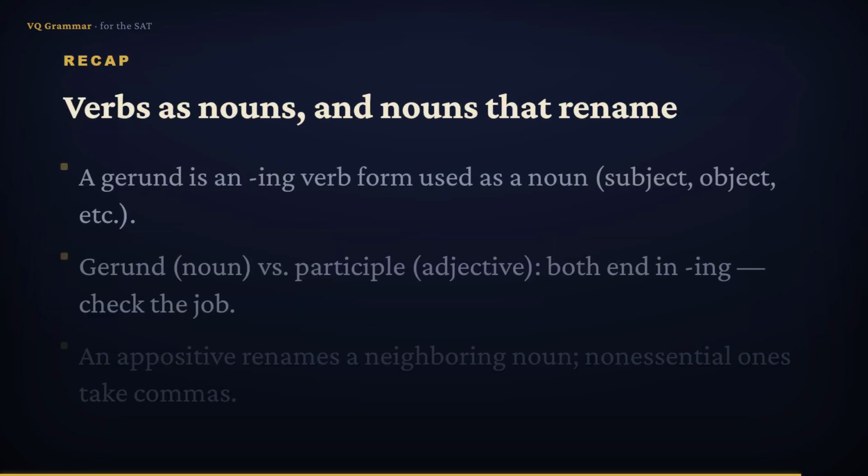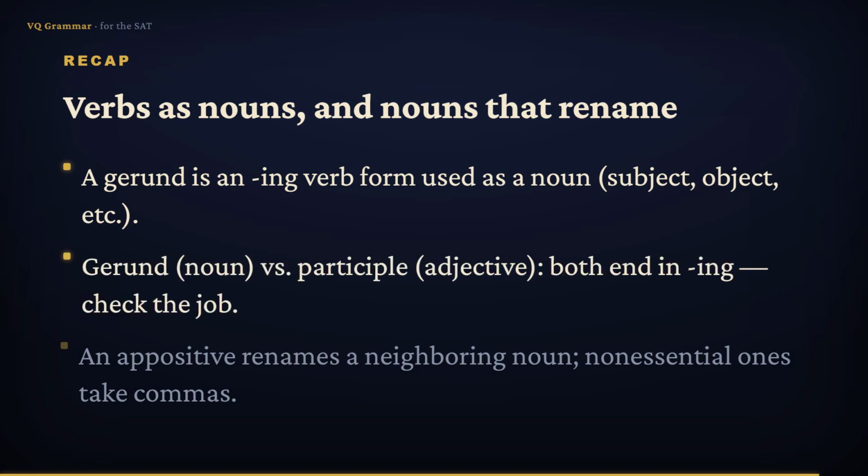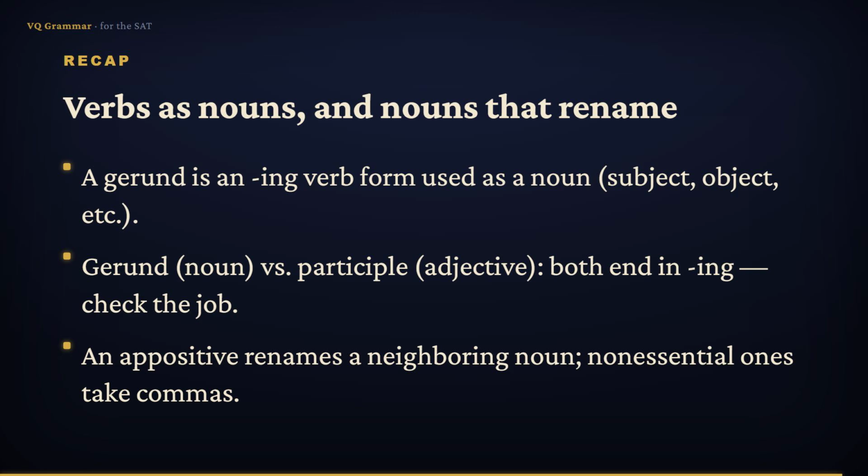Let's bring it together. A gerund is an ing verb form that works as a noun, filling roles like subject or object. Don't confuse it with a present participle, which also ends in ing, but does an adjective's job. Check what role the word plays. And an appositive is a noun placed beside another to rename or identify it, taking commas when it's non-essential. Great work! In Lesson 21, we'll meet the last of the verbals, infinitives.